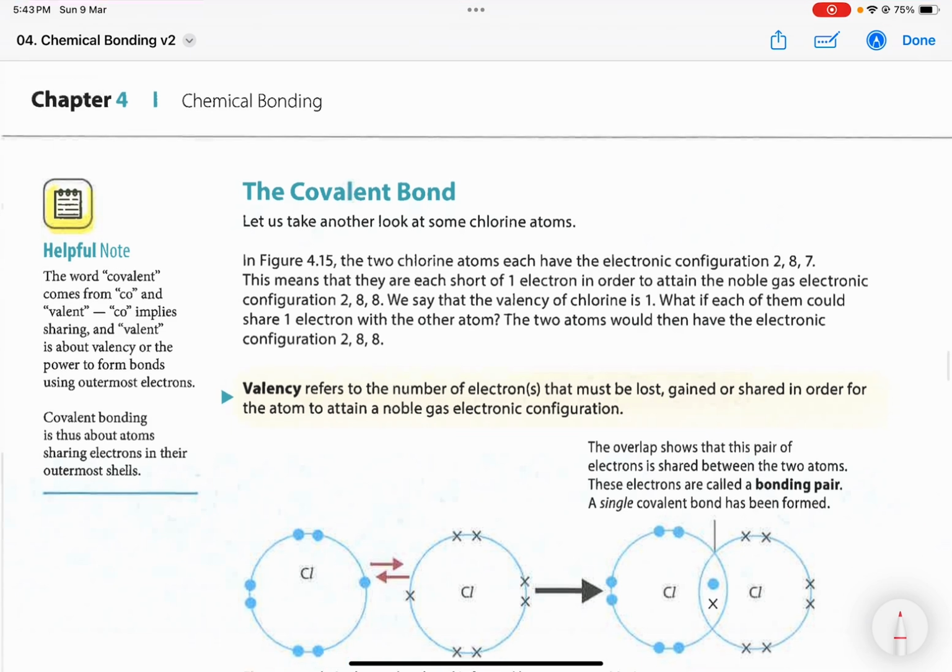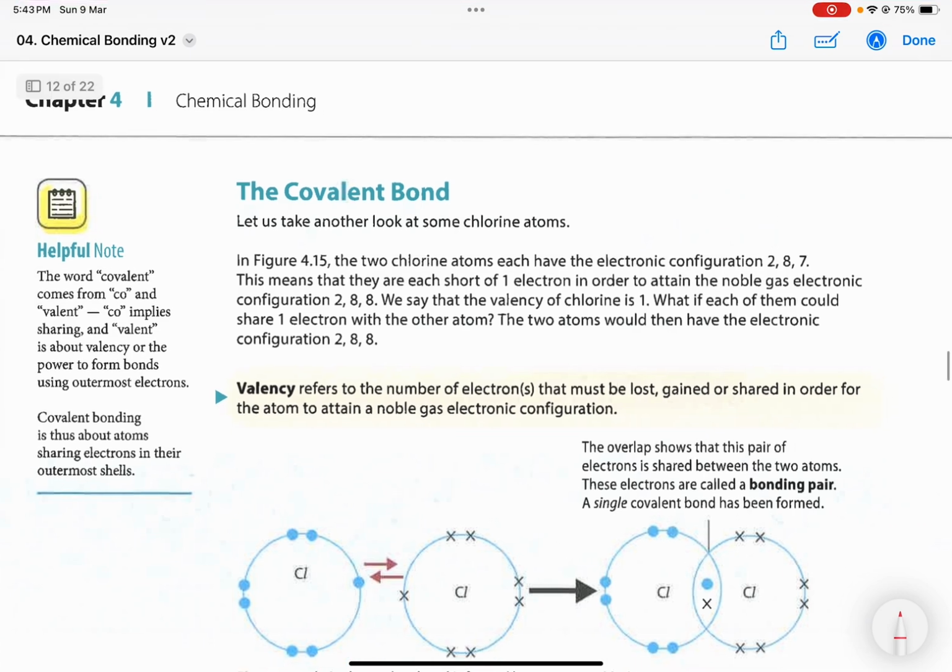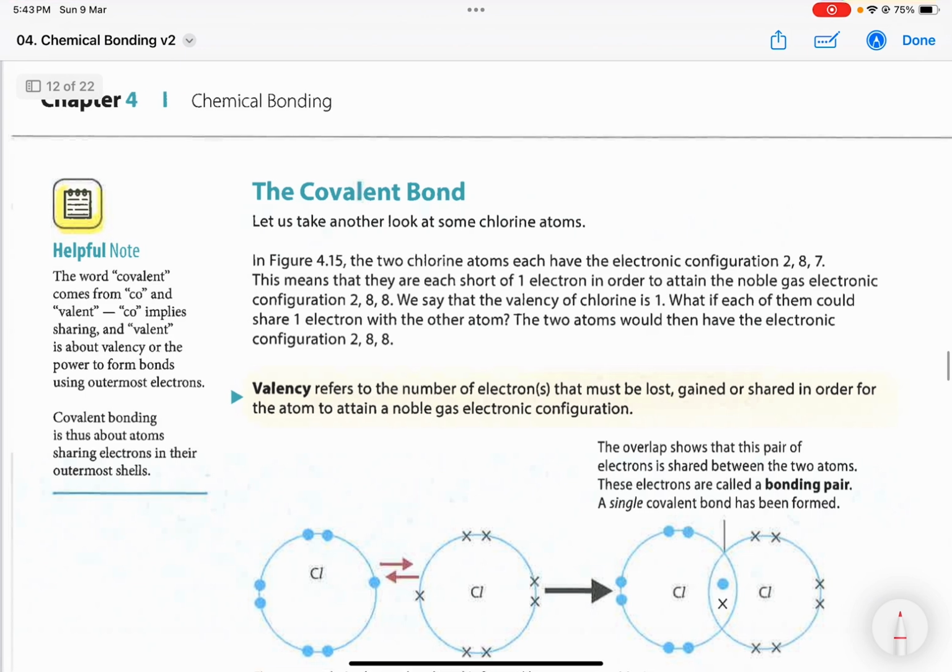Before we look at covalent bonds, I want to highlight what covalent stands for. The word covalent is split into two words. Co represents sharing. Valent represents the valency, or the forming of bonds using the outermost electrons. So it's about sharing the electrons in their outermost shell. That's actually what covalent bonding is about.